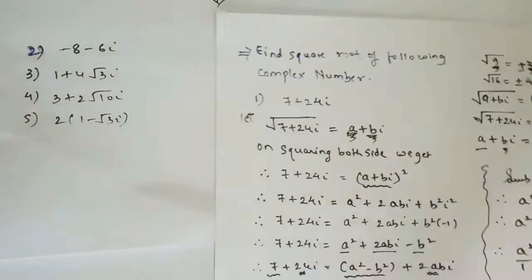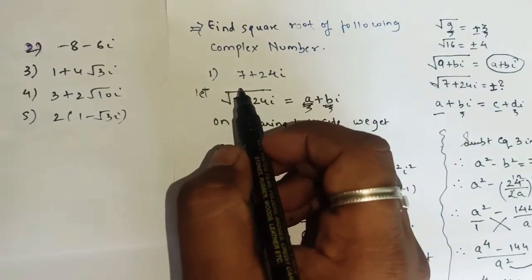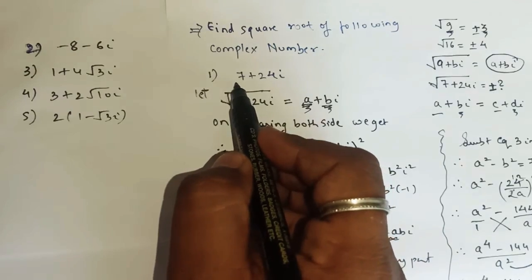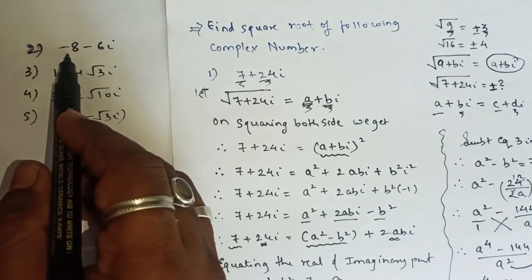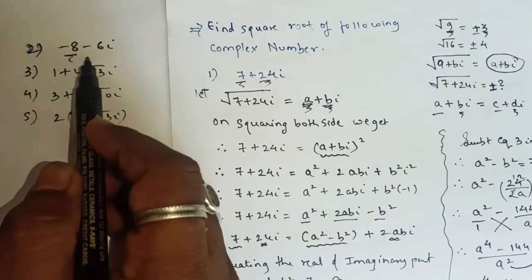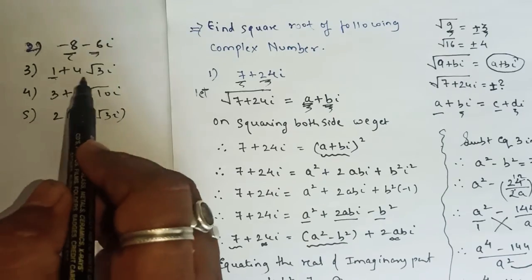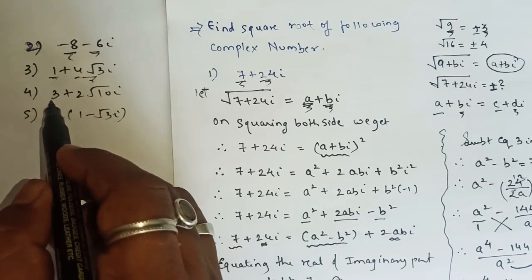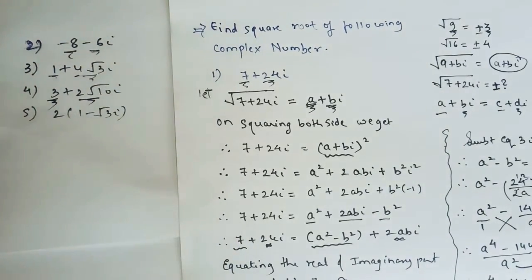Okay, so after this there are two or three more examples in the exercise. Clearly we can see what the change is here: just the values of a and b are replaced. In question number 2, the value of a is 8 and b is minus 6. Here it is 1 and here it is 4 root 3. For this question it is 3 and here it is 2 root 10.